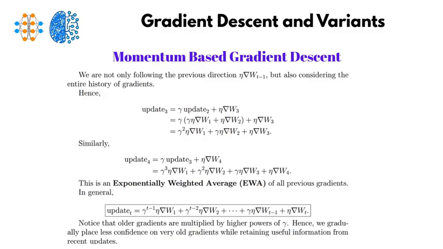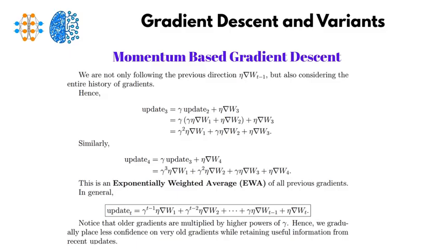Now look carefully at the coefficients. The most recent gradient, the gradient of w3, has the coefficient eta. The previous gradient, the gradient of w2, has a coefficient of gamma times eta.